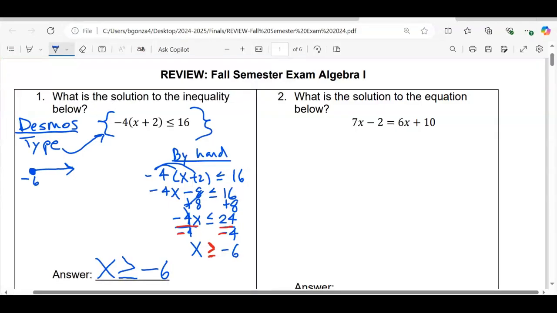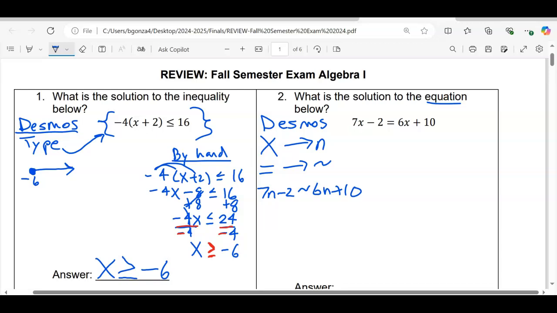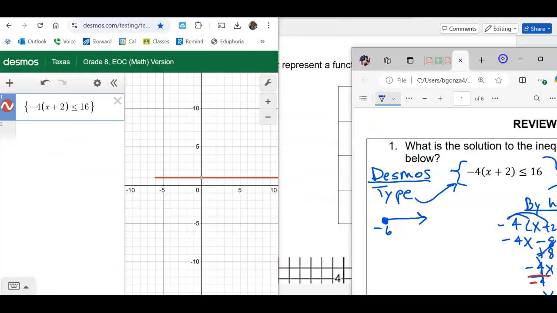Now, what is the solution to this equation? So it's an equation. So this one you're going to use Desmos, but instead of x, you're going to use the letter n, and instead of equals, you're going to use a squiggle. So it's going to be what? 7n minus 2 squiggle 6n plus 10. Cannot draw a plus sign right now. Whatever. All right. Let's type it in.